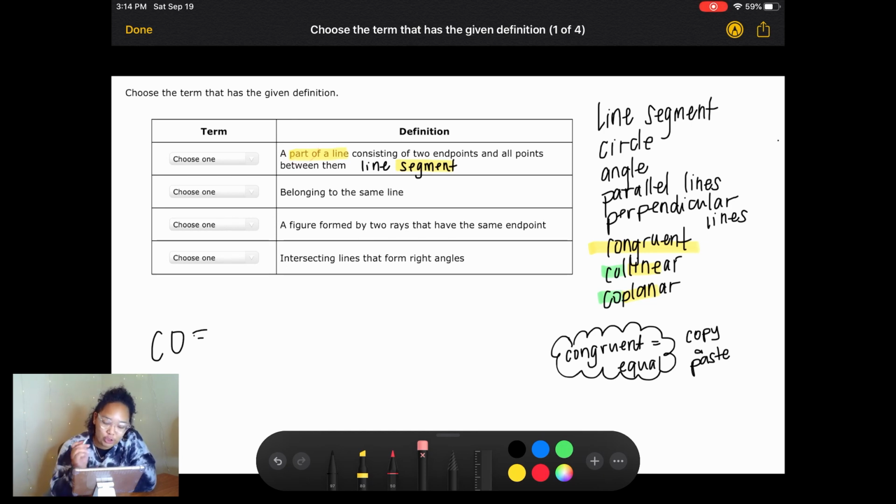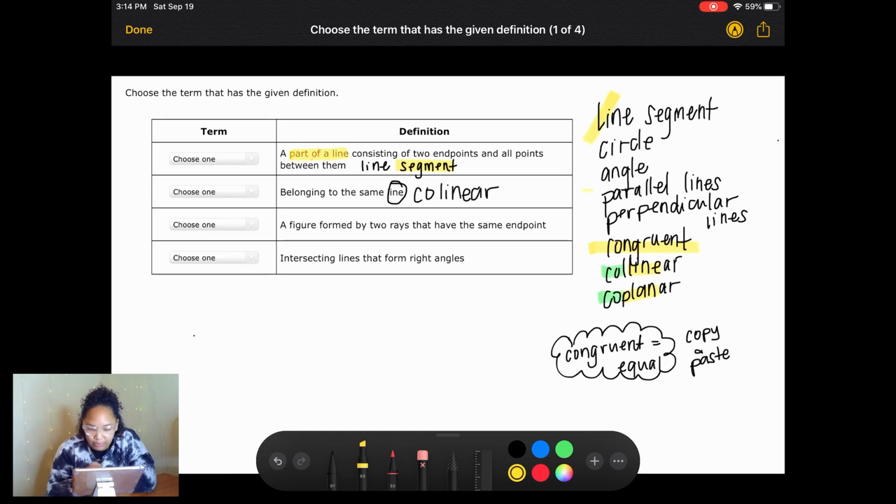So going back to the question that we have here, it says belonging to the same line, and we just talked about this. If it's with something else in the same line, it would be collinear. Also, think about that line thing. If it asks you something specific about a line, you only have line segment, parallel, and perpendicular. You should know that one. And then collinear. You can think about what it's asking you and use process of elimination, even if you're not quite sure what it is.